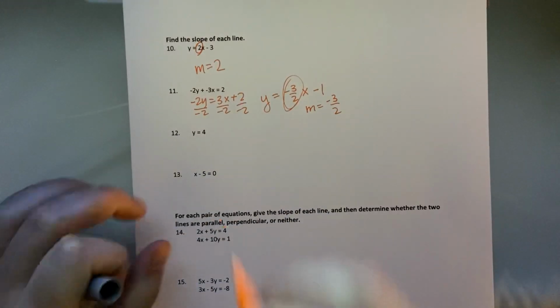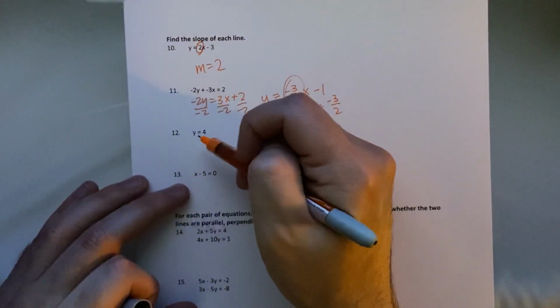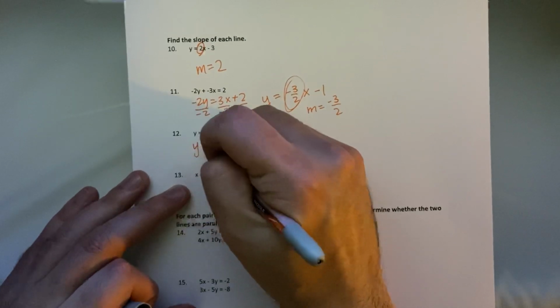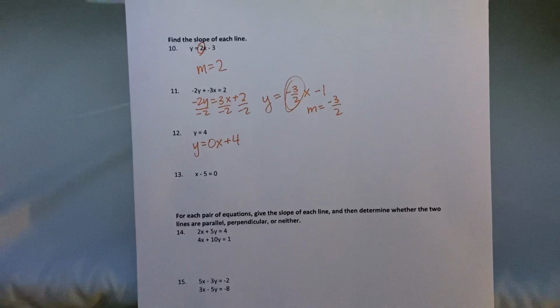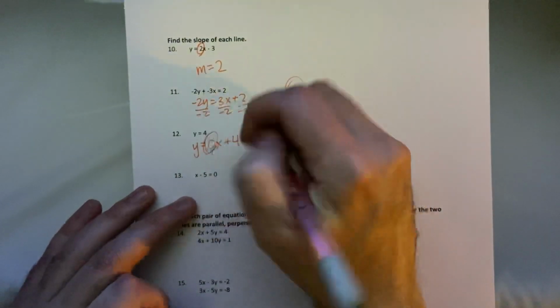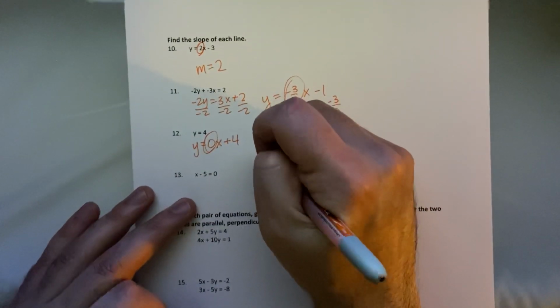One thing to note, here y is by itself, but I don't see any x or any number in front of it. If you don't see an x, pretend there is a 0x in front. 0 times anything is 0, so no harm, no foul. So here the slope is 0.